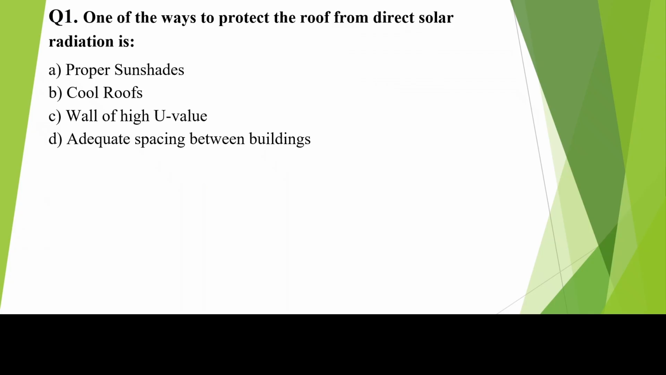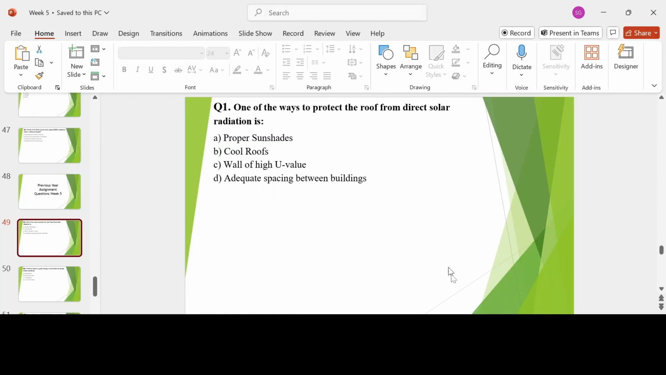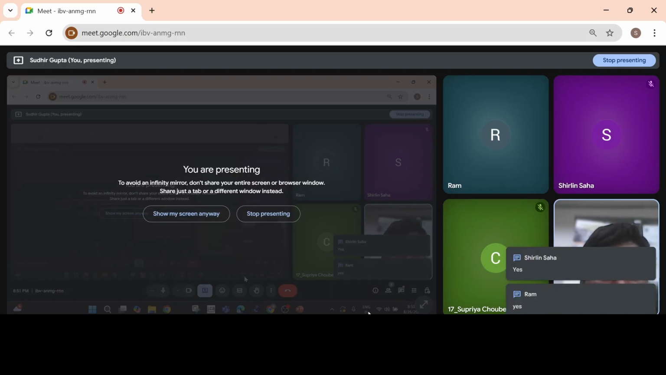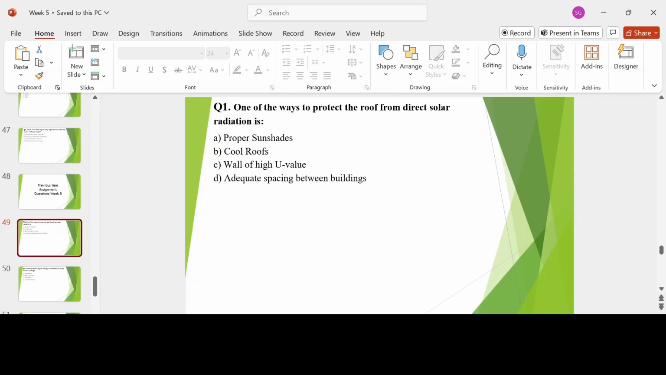Cool roofs. The roof receives maximum solar radiation in tropical climate. So by utilizing this cool roof strategy, through reflective or heat resistant materials, you can reduce the heat gain and improve the indoor comfort. That's why cool roof is the correct answer for question number one. Is it clear to all of you? If it is clear, then mark yes in the chat box. Okay, so let's move to the second question then.